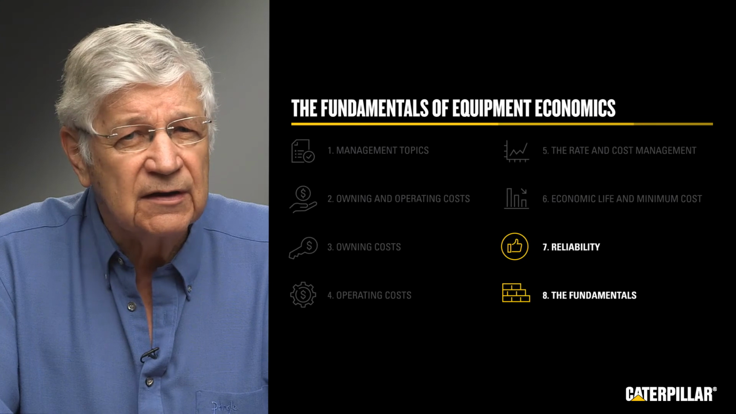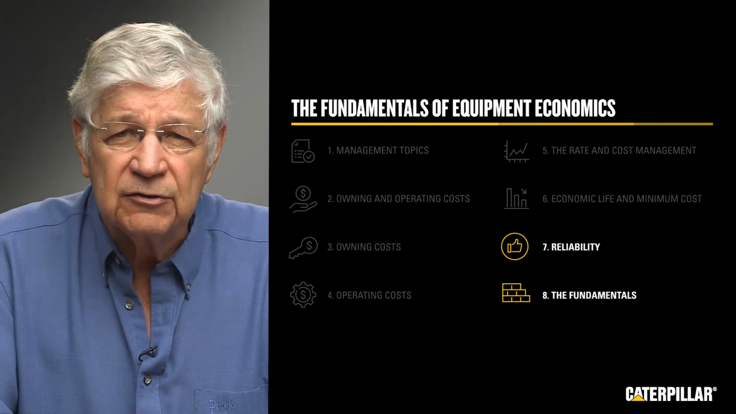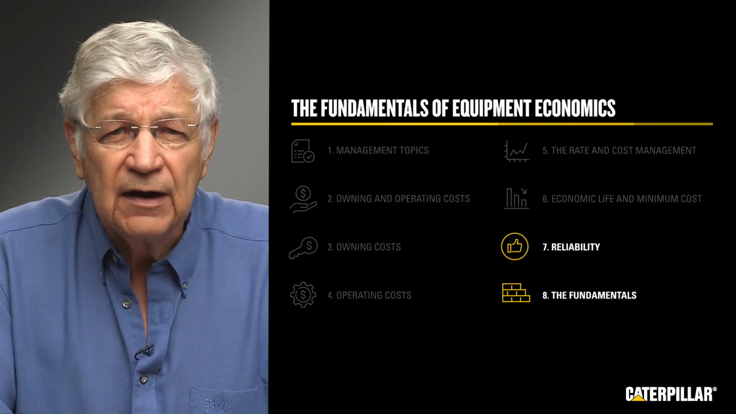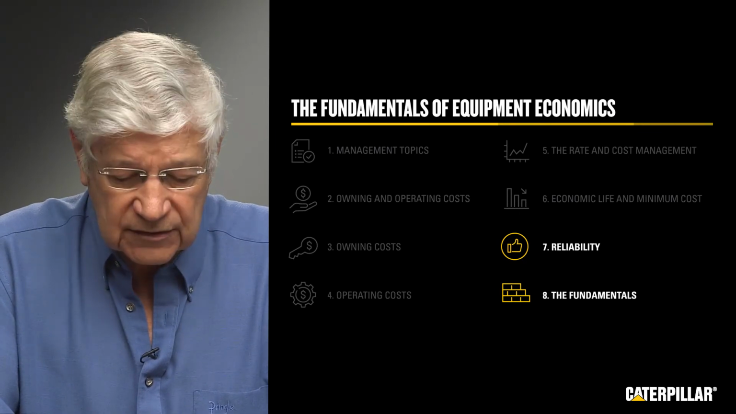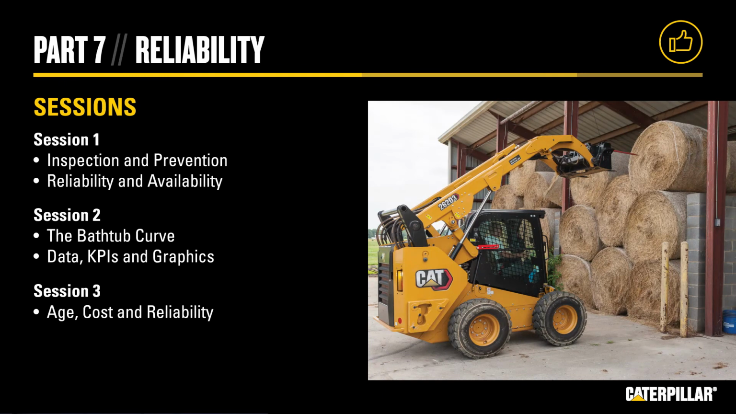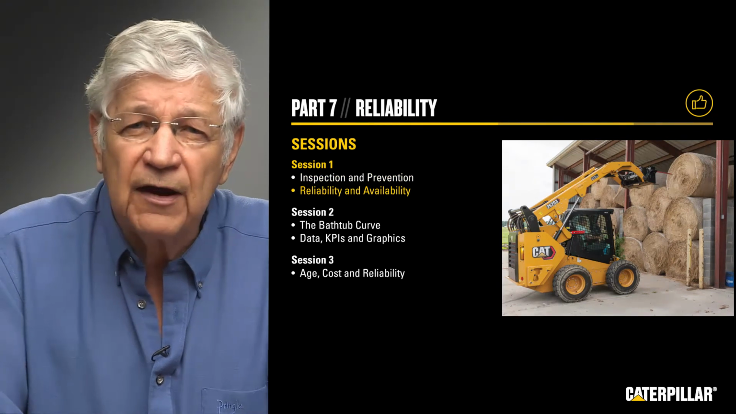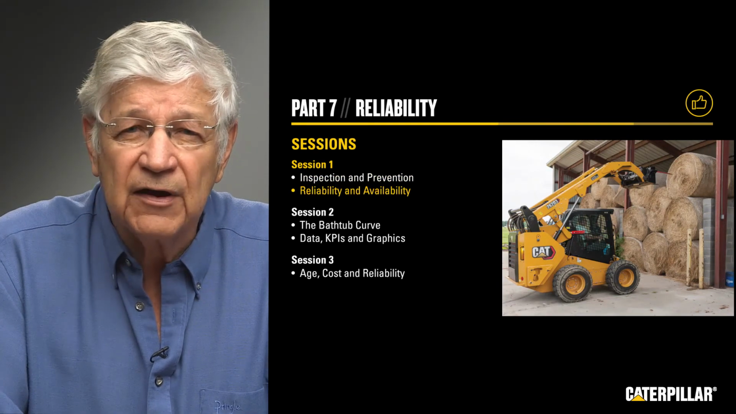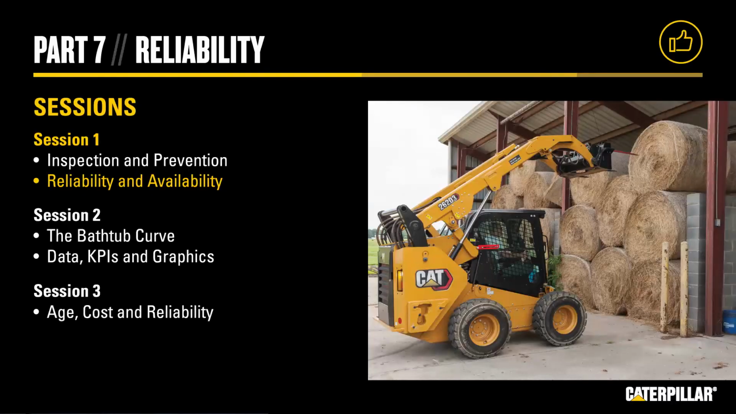It's an important subject and it doesn't get enough exposure in all conversations relating to equipment economics. And in part 8, I try to stress the fundamentals and bring some of the previous conversations on the subject together. So in part 7 on reliability, I spoke about the importance of inspection and prevention and the impact that they have on reliability. I spoke about the difference between reliability and availability, where I define reliability as the frequency of a down event and availability as the aggregate duration of those down events.